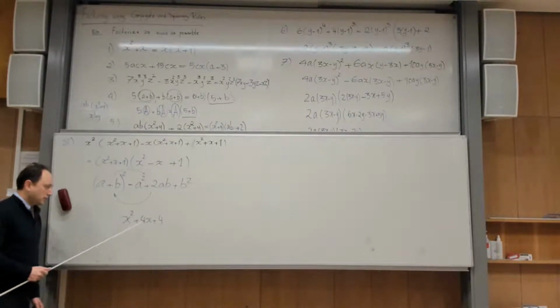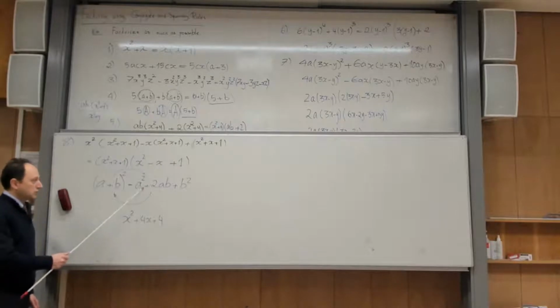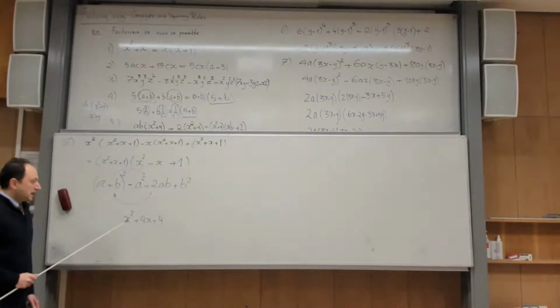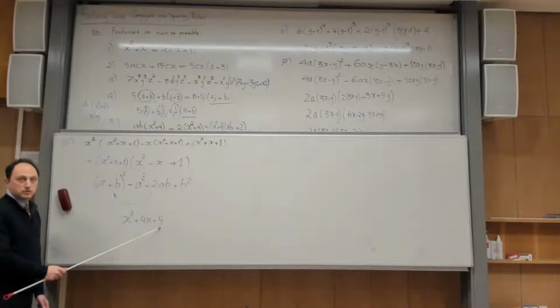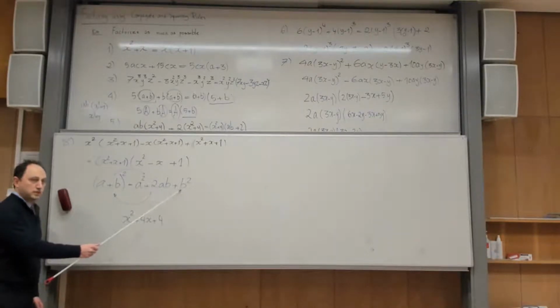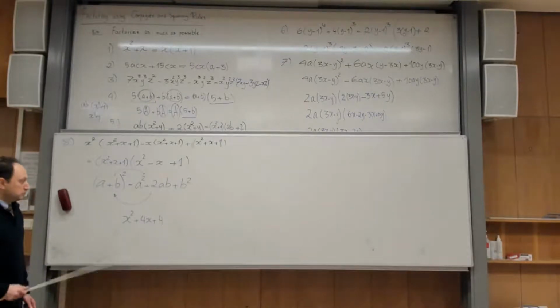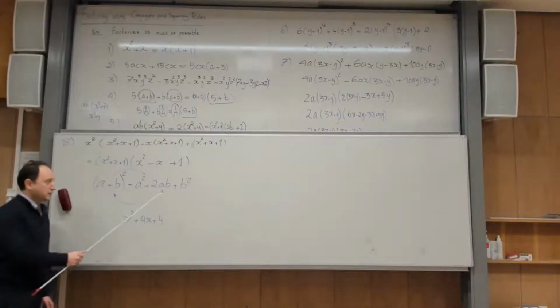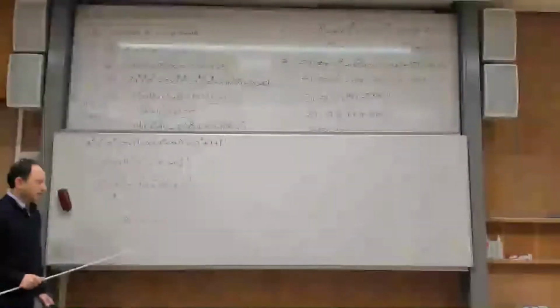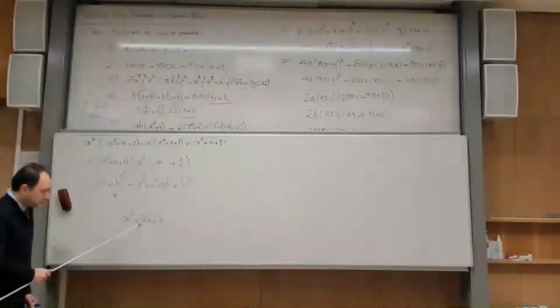Why? Because first of all, I have 3 terms. Here I also have 3 terms. I have 2 complete squares. One of them is x squared, one of them is 4. I also need 2 complete squares. So far, so good. But don't be in a hurry. You have to check the middle term as well. Is the middle term in the right form?